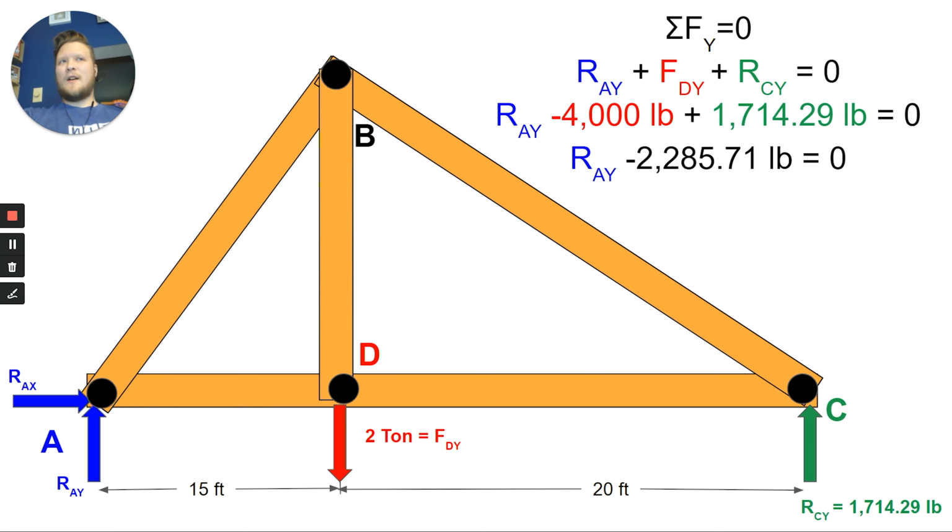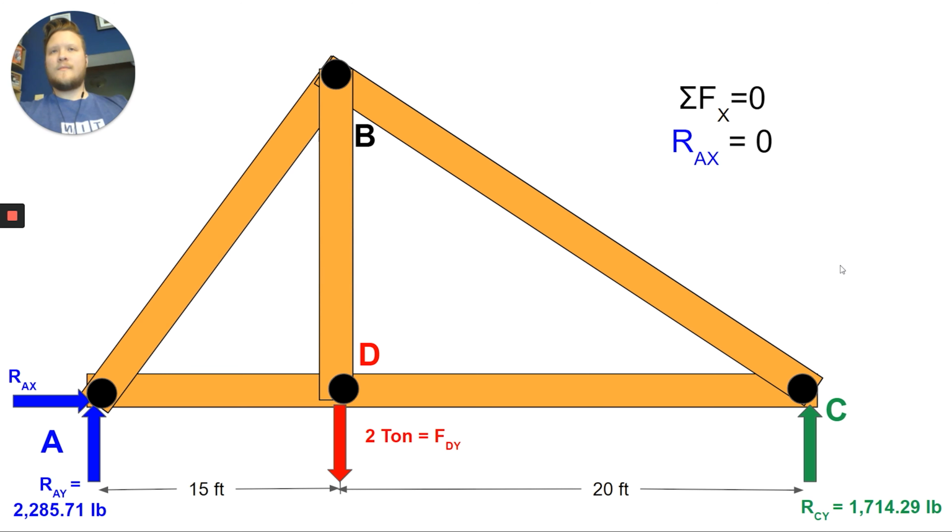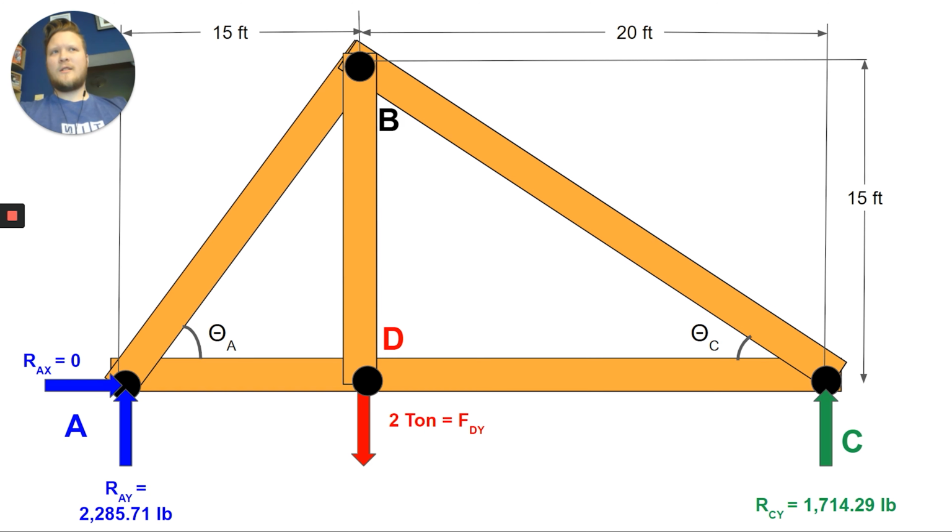We simplify, we're left with negative 2,285.71 and so on. Move that to the other side, and we get RAY on its own. So RAY equals 2,285.71 pounds. Now we just need to solve for RAX. Sum of the forces in the x direction has to equal 0. Well, RAX is the only force in the x direction, so it has to equal 0.